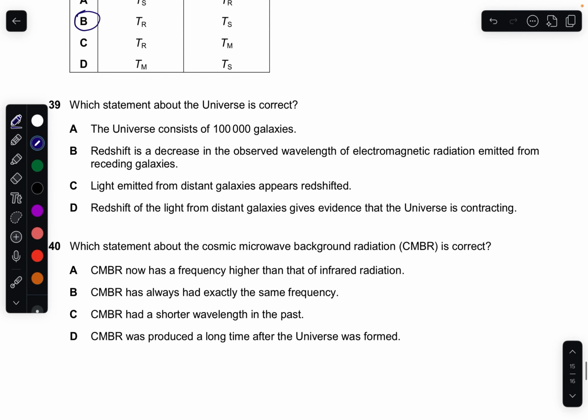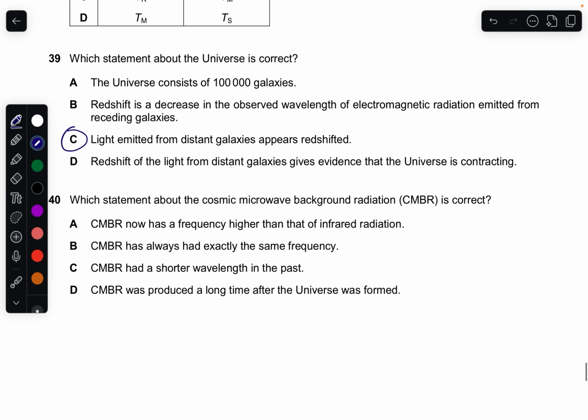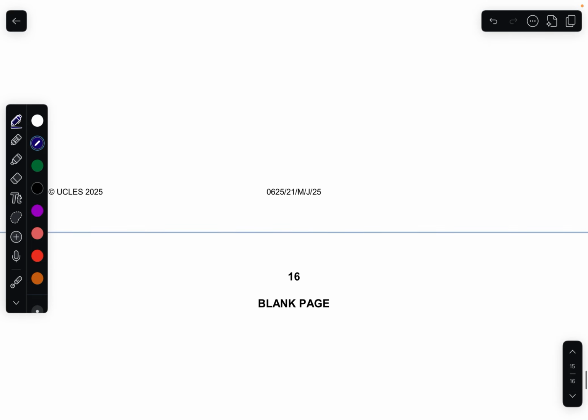In question 39, which statement about the universe is correct? This is option C. Light emitted from distant galaxies appears redshifted because all of the things are going away. And when something is moving away from you, the wavelength that you receive will be increased. It's called redshift. Which statement about the cosmic microwave background radiation is correct? This is option C. CMBR had a shorter wavelength in the past because the temperature was high and there was more frequency, less wavelength. Okay, so we are done with the paper.